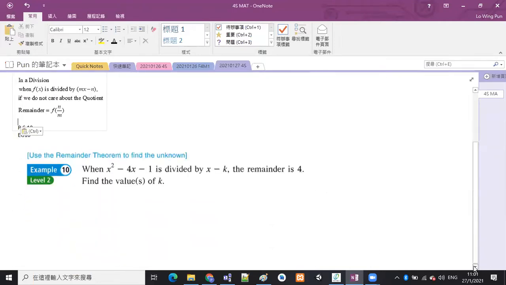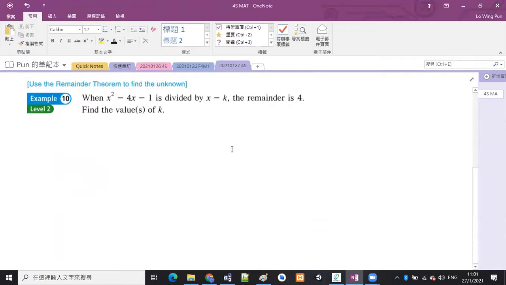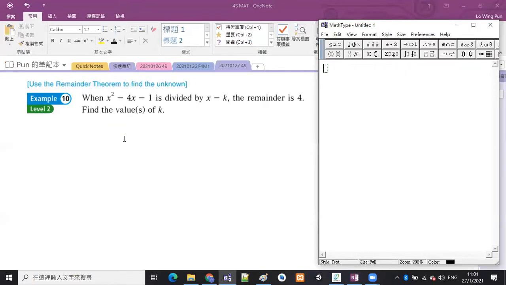OK， 好，我哋睇多幾題先。Example 10: when x squared minus 4x minus 1 is divided by x minus k. 咁即係話前面呢個 x 2次減 4x 減 1 就係個 dividend 被除數，而家係俾 x 減 k 除，So x minus k will be the divisor。我都希望你哋喺功課或者測驗考試裏邊，唔好少咗呢一句，因為呢一句會令到你成個 presentation 非常之清晰。OK， let f(x) be the dividend.